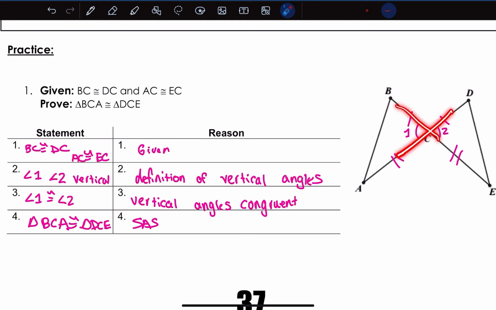I have intersecting lines. So I know that I'm going to use side, angle, side, and get that middle angle by vertical angle definition. So I write out my given. I want to state that the angles are vertical by the definition of vertical angles. Then the angles are congruent because vertical angles are always congruent. And then I can say that the triangles are congruent based off of side, angle, side. It is side, angle, side because it is sandwiched. The sides are on either side of the congruent angle.